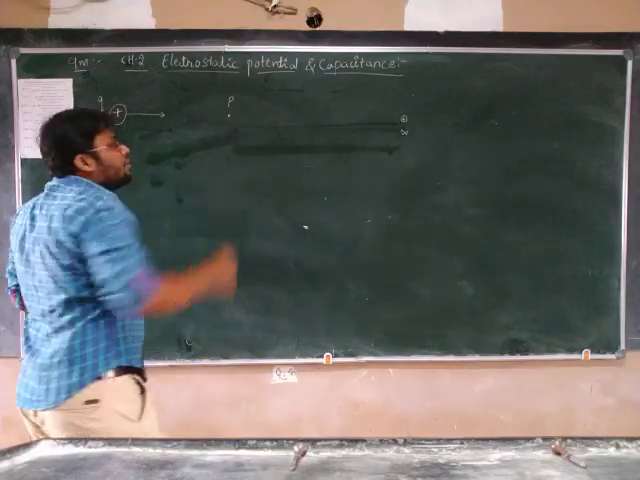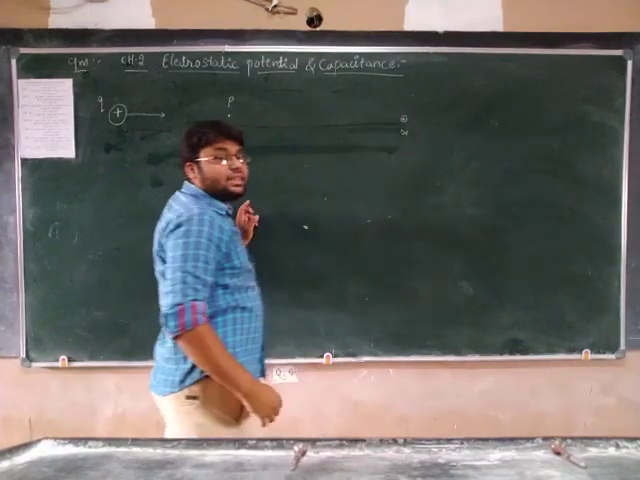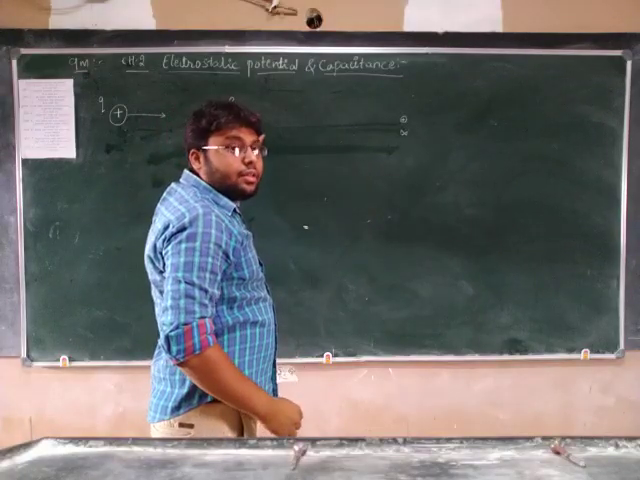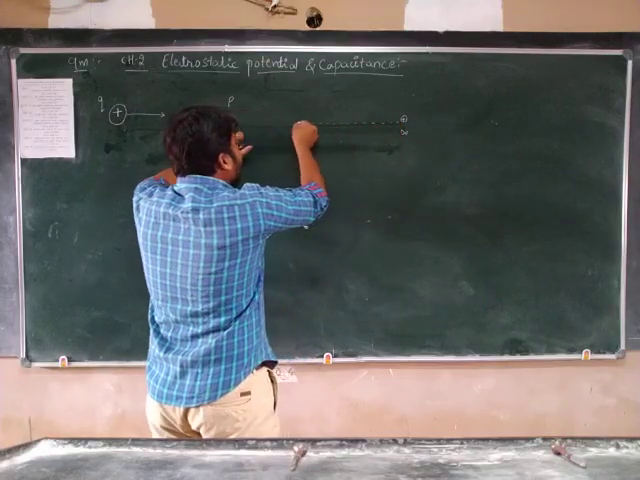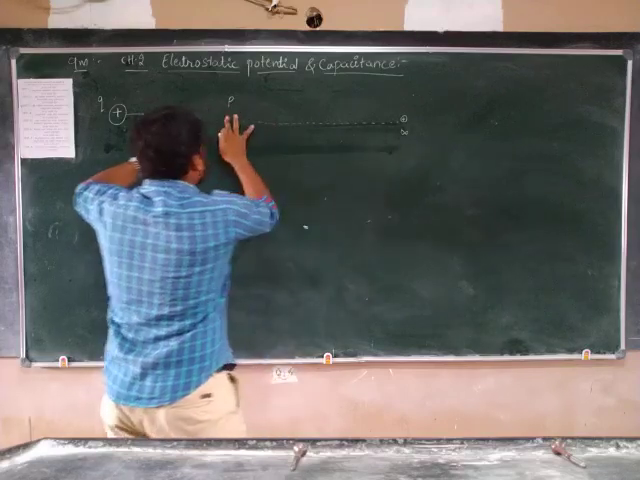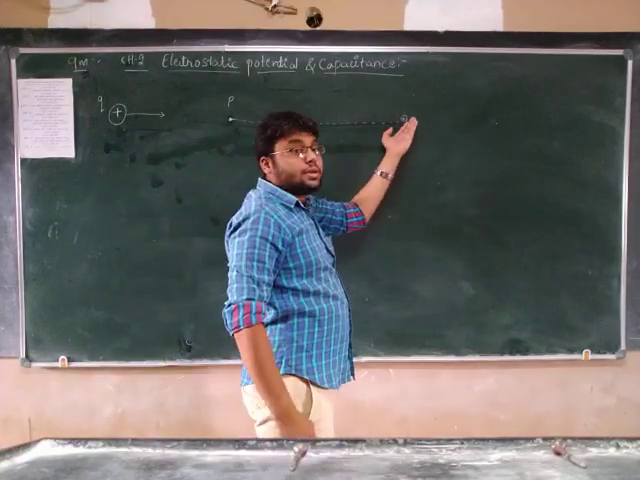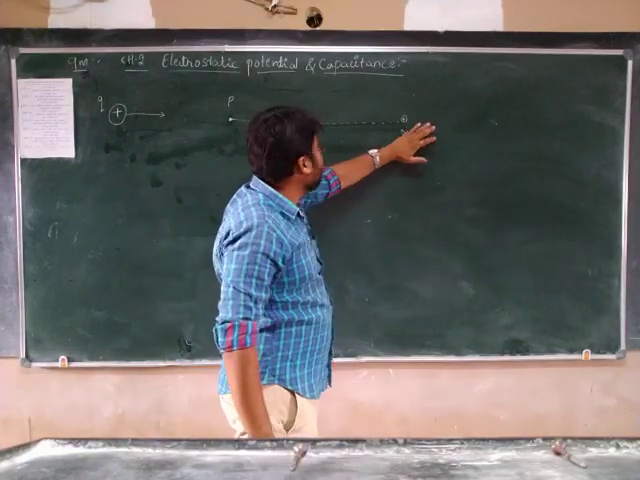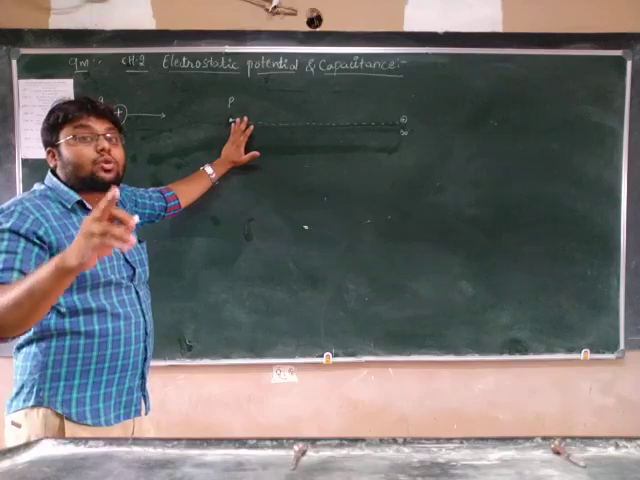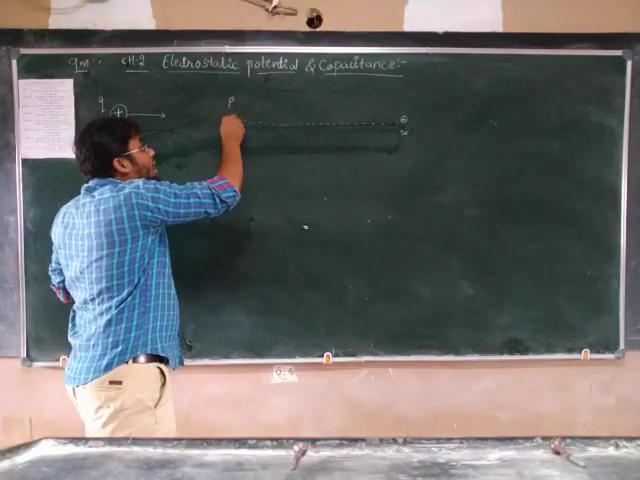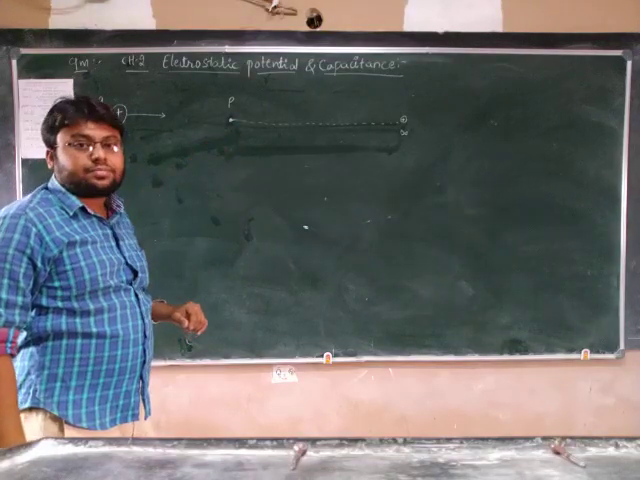Here I have point P. Now I need to move this unit positive charge to the point P. Then I need to do work on this charge in order to move it from infinity to point P. Whatever work I have done on this unit positive charge in order to bring it from infinity to the point P will be called the electrostatic potential at this point. Is it clear?